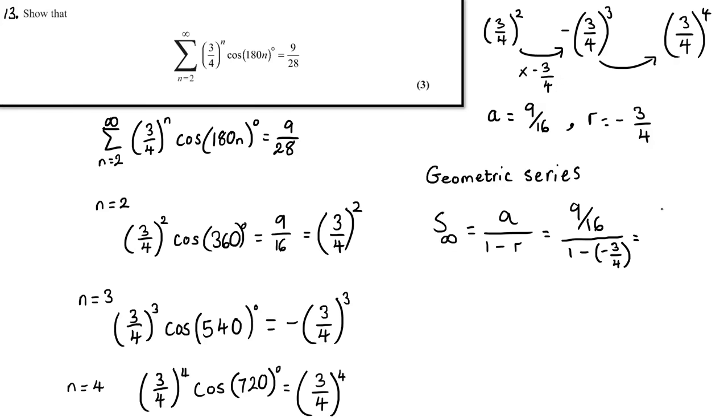And at this point now, we just evaluate this on our calculator. So I get 9 over 16 for the numerator. The denominator here is 1 minus minus 3 over 4, so that's 1 plus 3 over 4, and 1 plus 3 over 4, well, that's the same as 4 over 4 plus 3 over 4, giving me 7 over 4 there. At this point, just put this into your calculator. You don't need to calculate this by hand unless you really want to. But what you get here is 9 over 28, which is exactly what we wanted to show here. Okay, so that's as required. And that gives us our solution there to question 13.